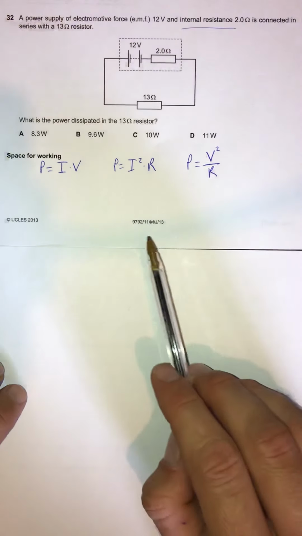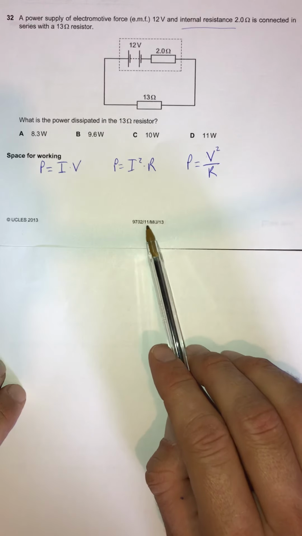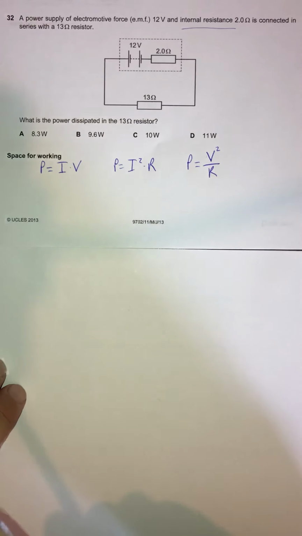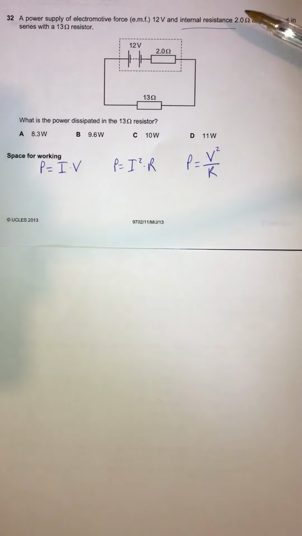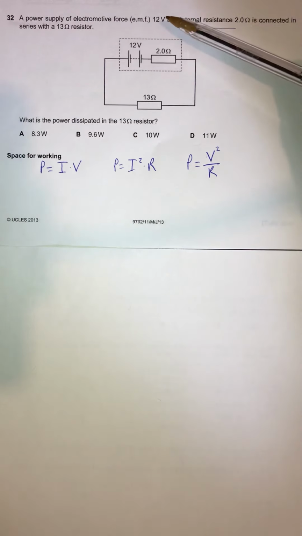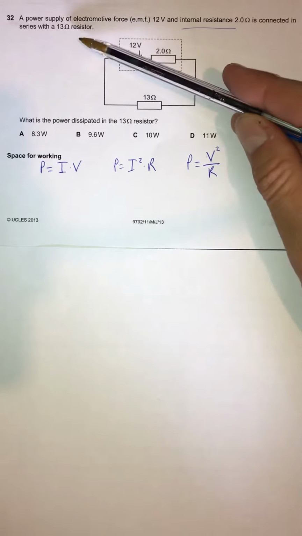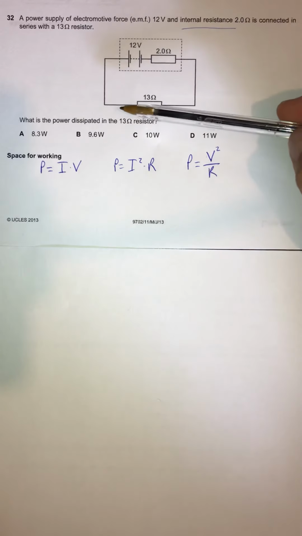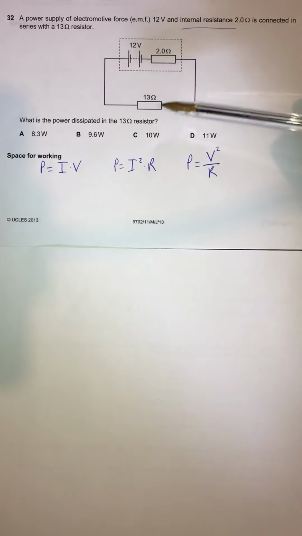The question comes from ACE Physics Syllabus Code 9702, Paper 11 from May-June 2013. Question number 32 reads, a power supply of electromotive force, EMF, 12 volts, and an internal resistance, 2.0 ohms, is connected in series with a 13 ohm resistor. What is the power dissipated in the 13 ohm resistor?